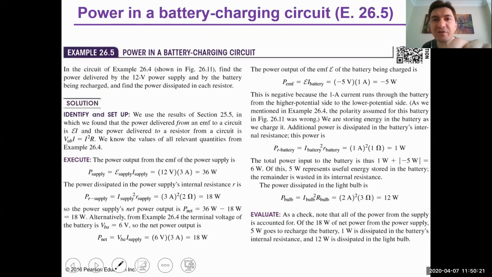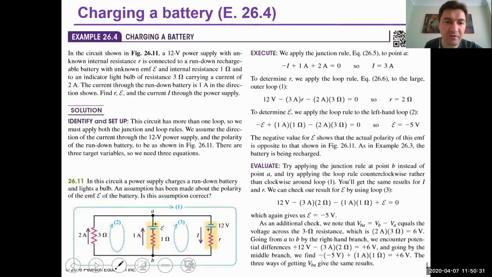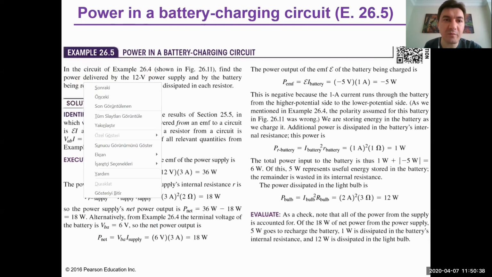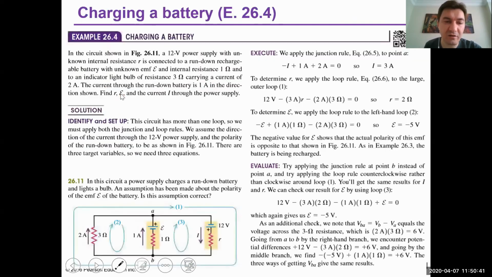Now, power in a battery charging circuit. In the circuit of example 26.4, in the same circuit here, find the power delivered by the 12 volt power supply and by the battery being charged. So what is the power here? What is the power here? And find the power dissipated in each resistor. So power will be dissipated here, power will be dissipated here, power will be dissipated here, power will also be dissipated here to charge that EMF, and this is the only source of power within that circuit.